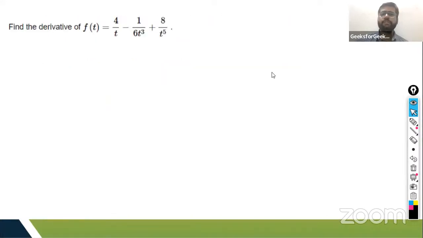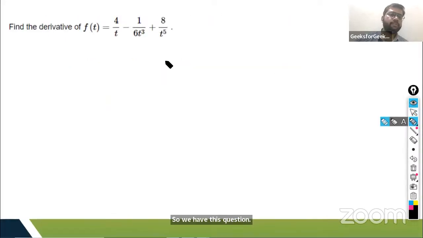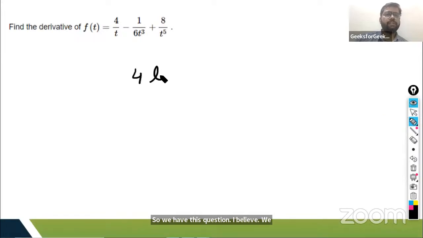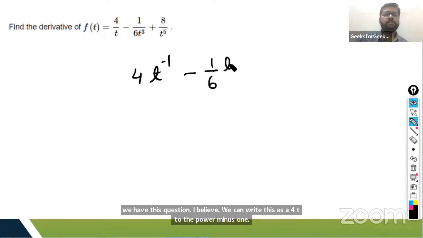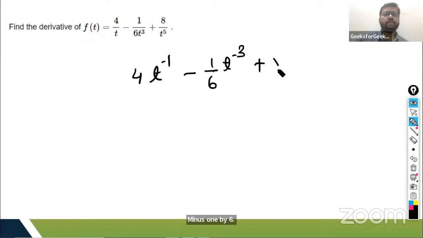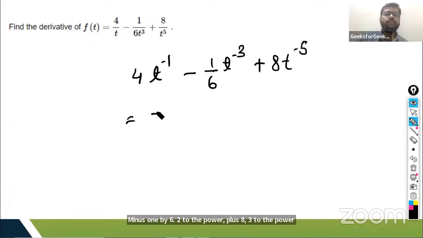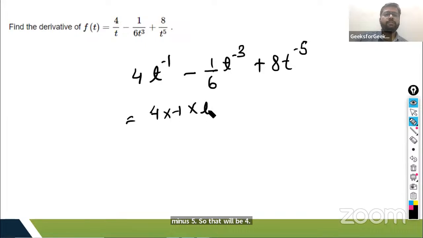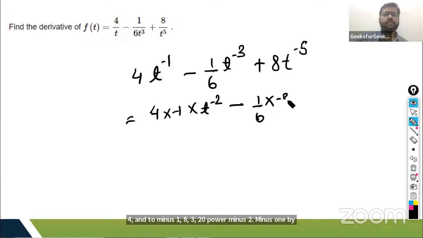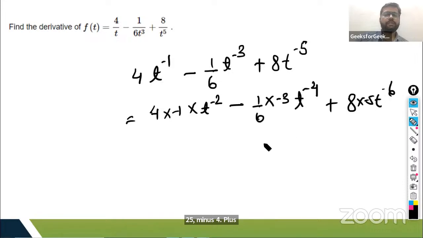So we have this question. I believe we can write this as 4t to the power minus 1, minus 1 by 6 t to the power minus 3, plus 8 t to the power minus 5. So that will be 4 into minus 1 into t to the power minus 2, minus 1 by 6 into minus 3 t to the power minus 4, plus 8 into minus 5 t to the power minus 6.